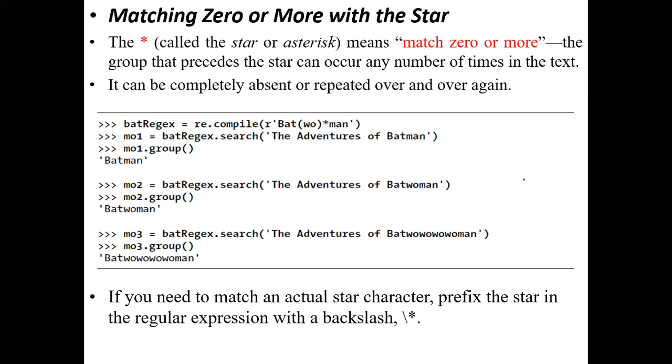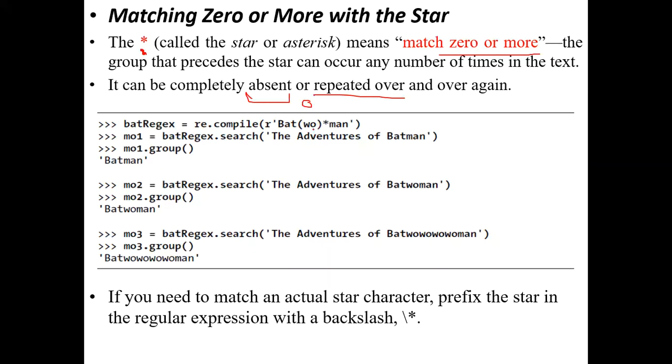Now, matching 0 or more with the star. The star, which represents the asterisk, is going to match 0 or more occurrences of a particular pattern. The group that precedes the star can occur any number of times in the text. It can be completely absent or repeated over and over again. If it is absent, it is matching 0 times. If it is repeating over and over again, it means 1 or more times.